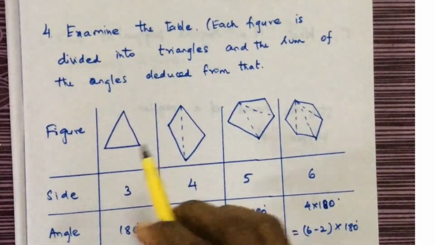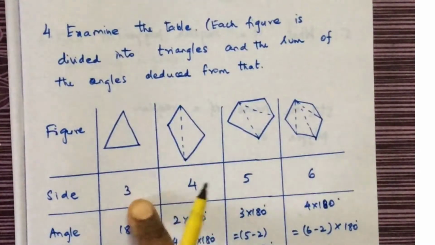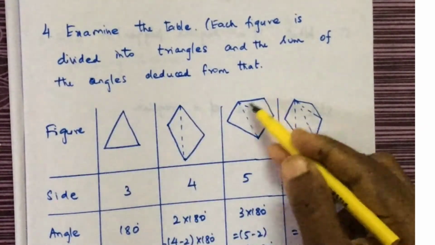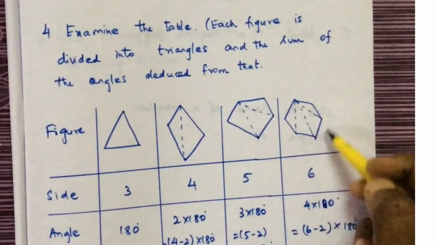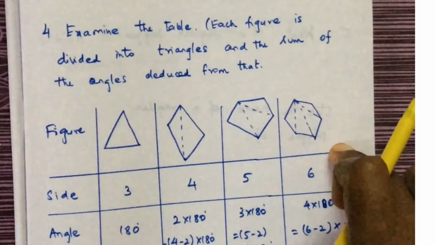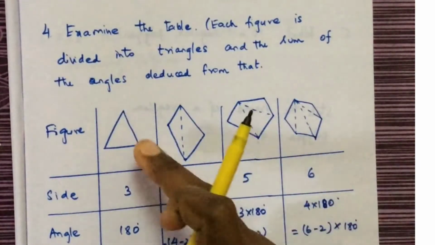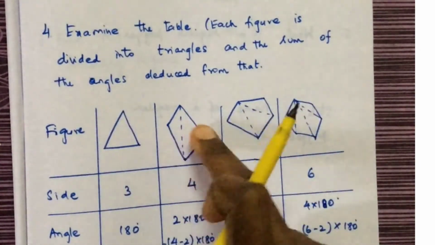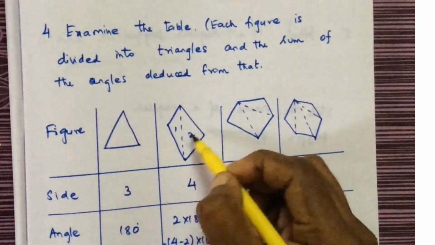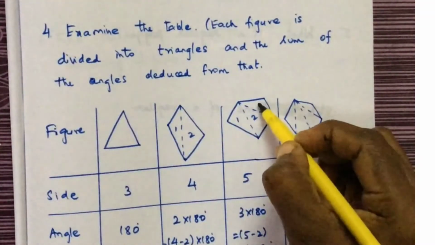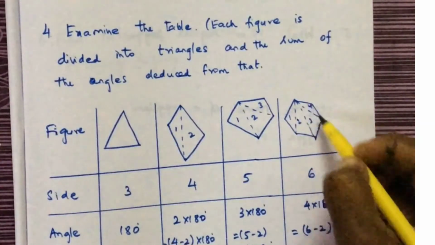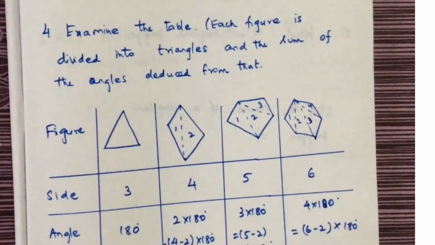See, here there is a figure. So this figure is having 3 sides. This figure is having 1, 2, 3, 4 sides, and here they are having 1, 2, 3, 4, 5 sides, and here there are 6 sides. Now each figure is divided into some triangles. Here the figure is divided into 2 triangles, and here the figure is divided into 3 triangles. Here it is 1, 2 triangles. Here 1, 2, 3 triangles, and here 1, 2, 3, 4 triangles. Okay, you can see it here.